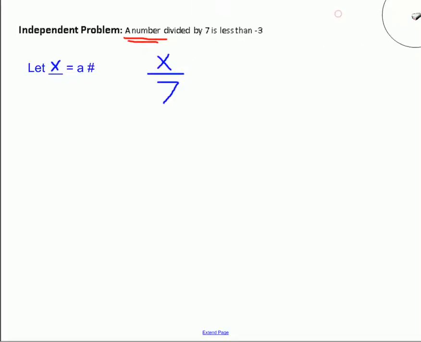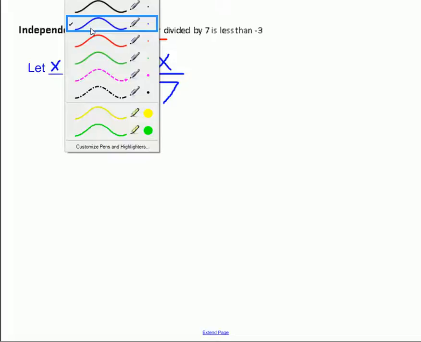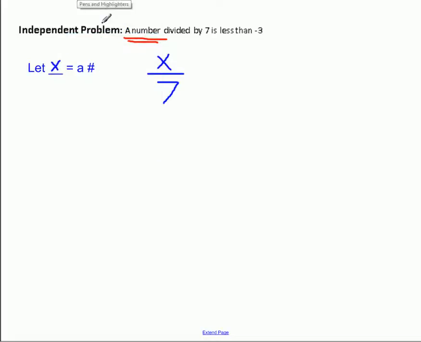So if you wrote it this way, just switch it around. Write it this way. A number X divided by 7 is less than -3. There's my less than sign. That's it. Is less than. Now, be careful because sometimes when we did equations, the word less than meant subtract. But when it says is less than, that means a less than sign.